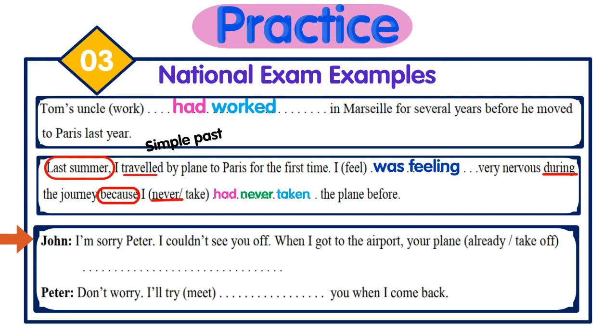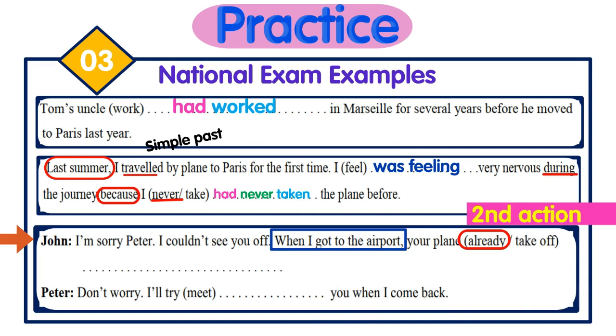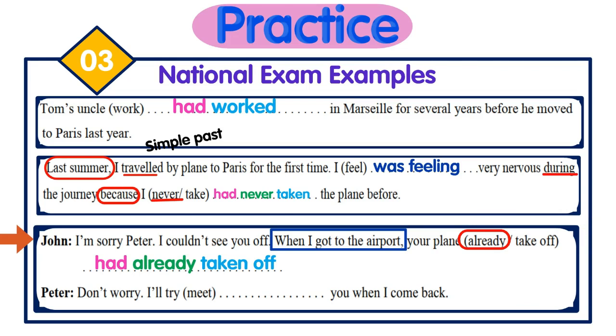Here again, we have already. We have also here, when I got to the airport, which is the second action which happened in the past. So the verb take off should be put in the past perfect. And then we're going to say, when I got to the airport, your plane had already taken off.